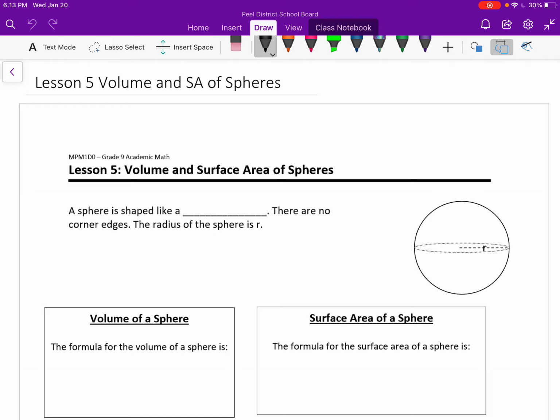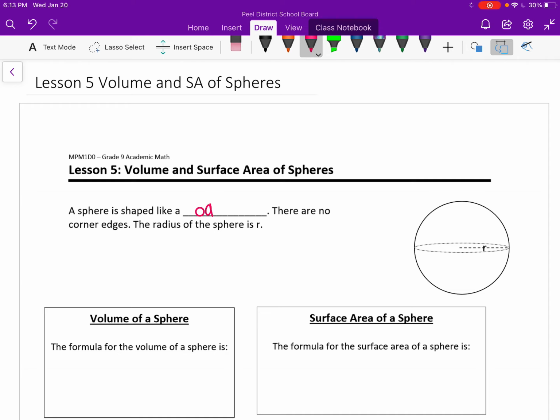sphere actually is. So a sphere is shaped like a ball. Right? So that's like my best way to describe what a sphere is. It's just something that's shaped like a ball. There's no cornered edges. And the radius of the sphere is r. So if you look over here, right, so I'm just going to write that in.